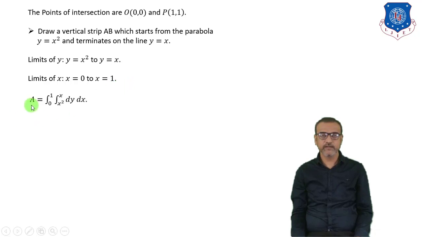Therefore the given area A is equal to the integration from 0 to 1, integration from x square to x, dy dx. Now we will solve this double integration. First of all we will integrate 1 with respect to y. So integration from 0 to 1 will be as it is, and the integration of 1 with respect to y is y, and the limit is from x square to x, and this dx will be as it is.